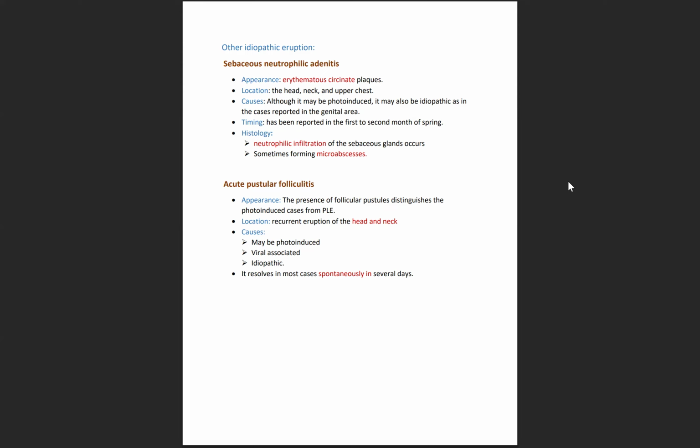Sometimes forming microabscesses. And the acute pustular folliculitis, the presence of follicular pustules distinguish the photo-induced cases from polymorphous light eruption. Location is usually recurrent eruption of head and neck. Causes may be photo-induced, viral associated, or idiopathic. It resolves in most cases spontaneously in several days.